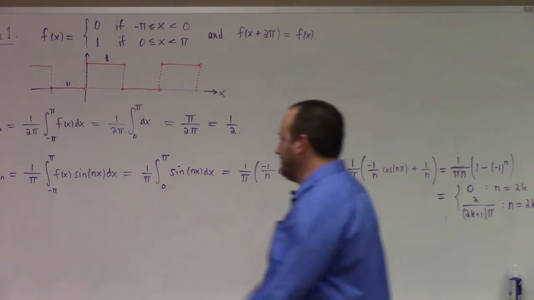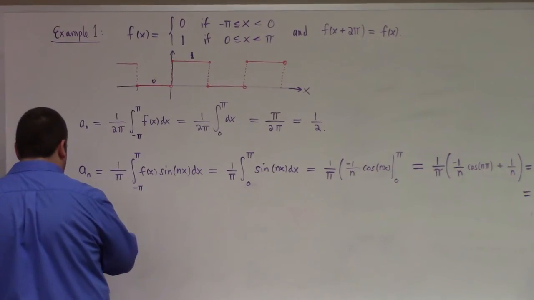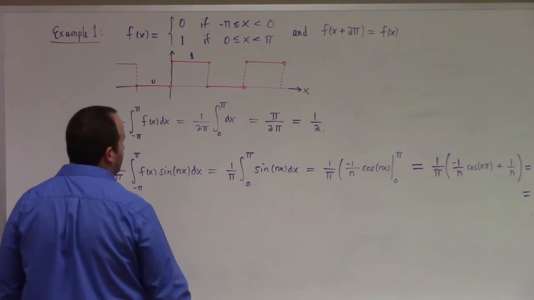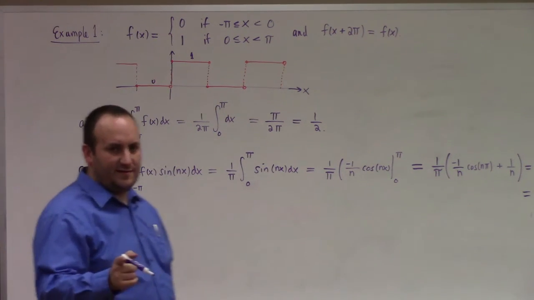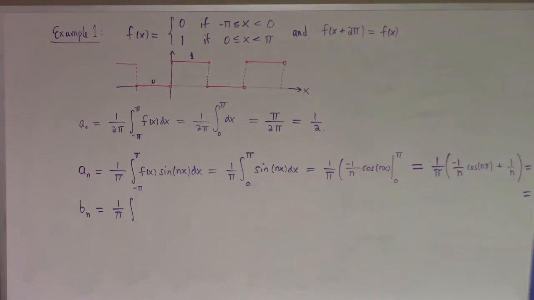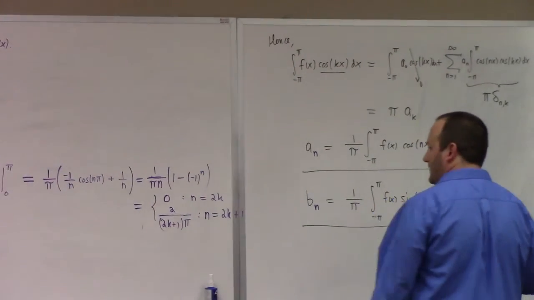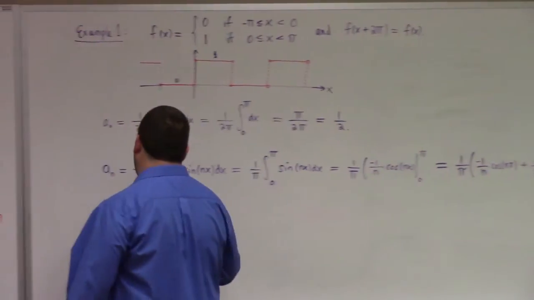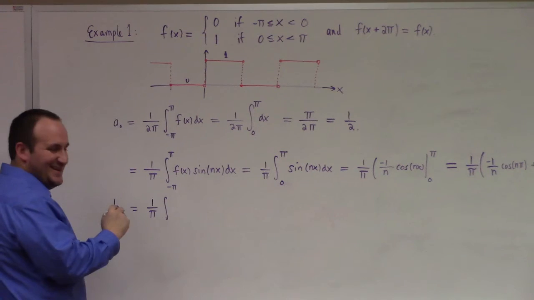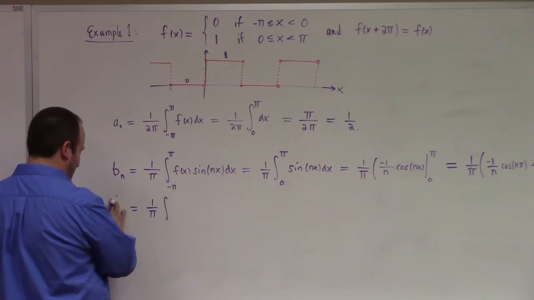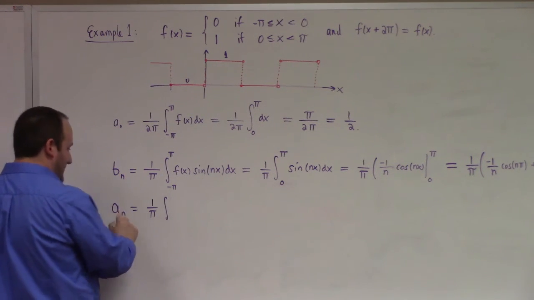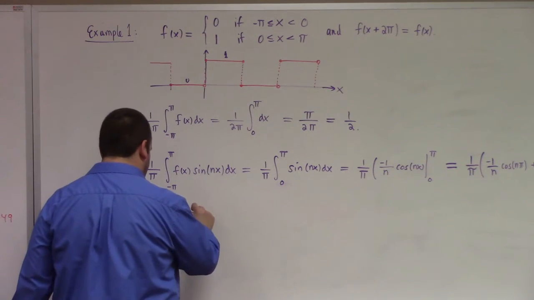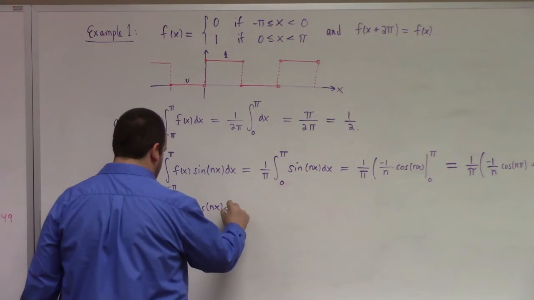Let's calculate the other one. B sub n, 1 over pi. Oh, wait a minute. You looked disgruntled, for good reason. I have swapped the meaning of a sub n and b sub n. Yay! So this is b sub n we just calculated. Okay, fixed it, fortunately in time. Here's a sub n. So a sub n we multiply by cosine, right?